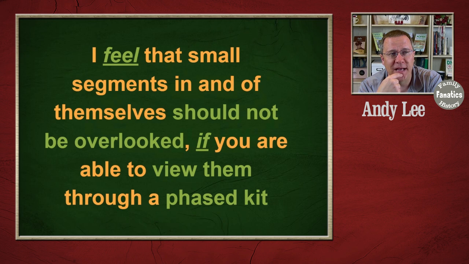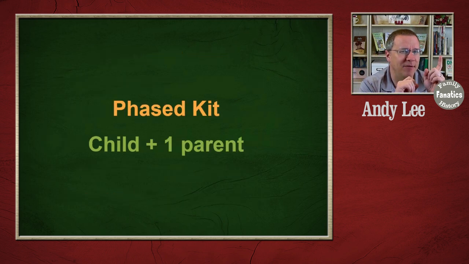So what are we going to find out? Well, that these small segments should not be overlooked if, and this is a good qualifier that I like from this person, if you are able to view them through a phased kit. So in other words, we have to have phased data to be able to look at small segments. Let me just rephrase this as: phased small segments can be useful. Phased kits, we need to have the child and one parent, at least one parent.